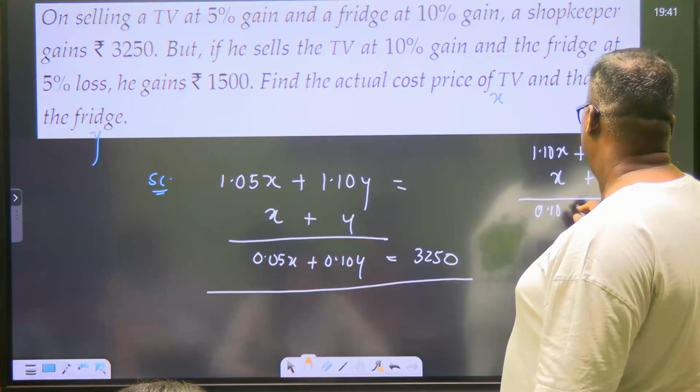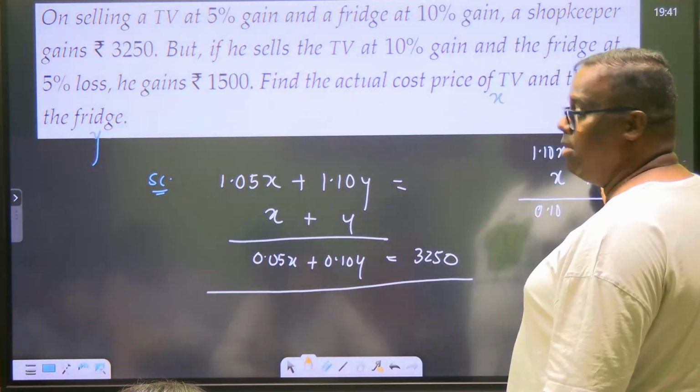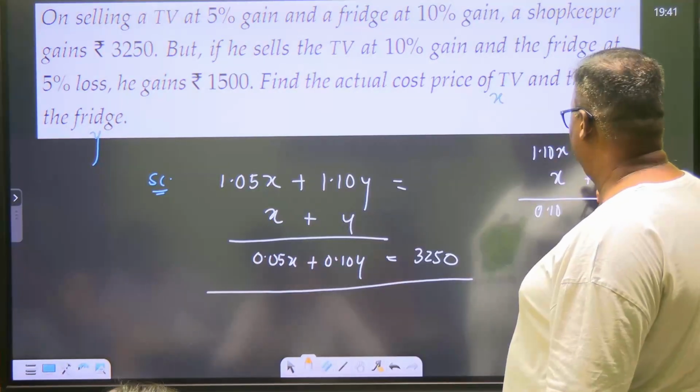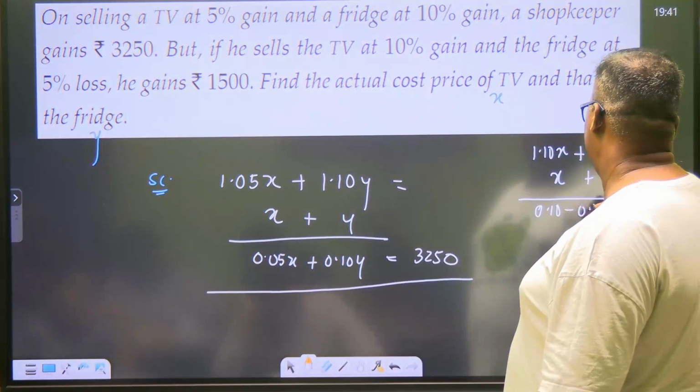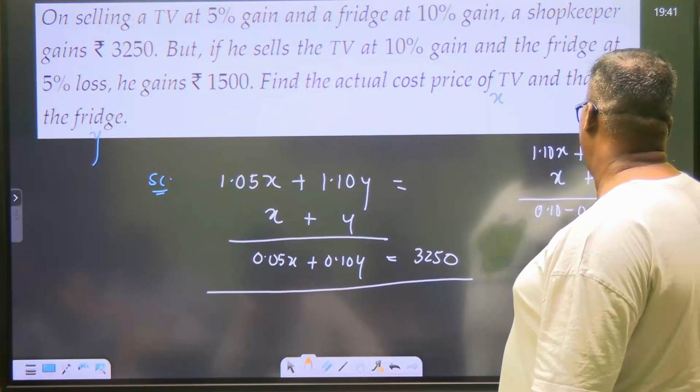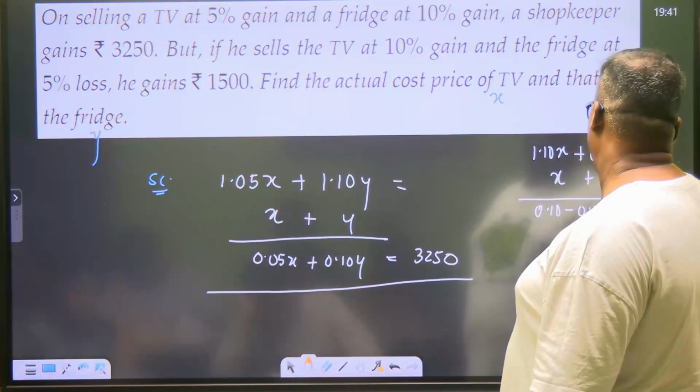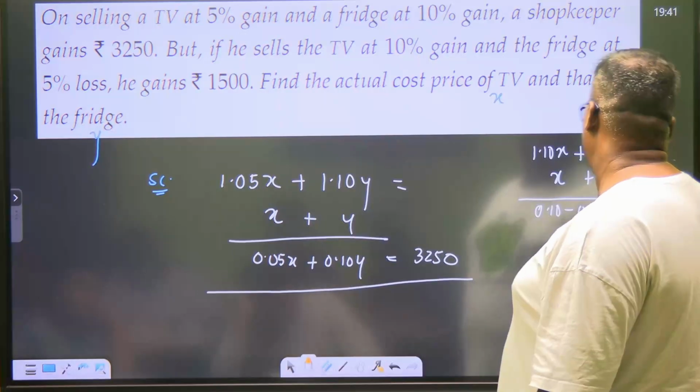0.10x plus नहीं, यहाँ minus हो जाएगा. Y is bigger and 0.95 is smaller. So this one becomes minus 0.05y is equal to 1500. These are your two equations.